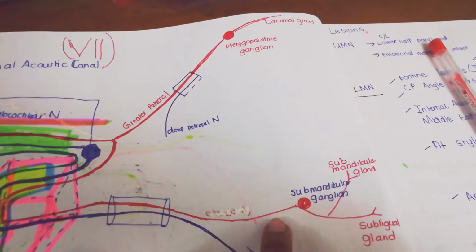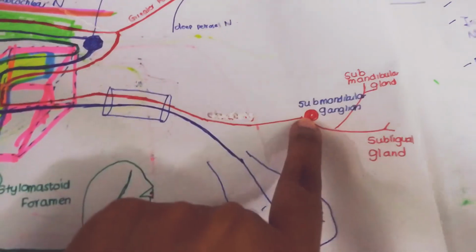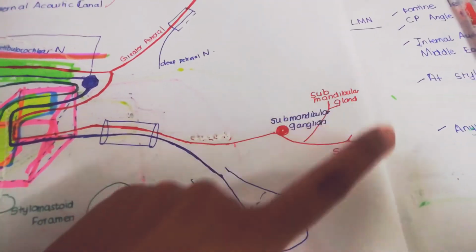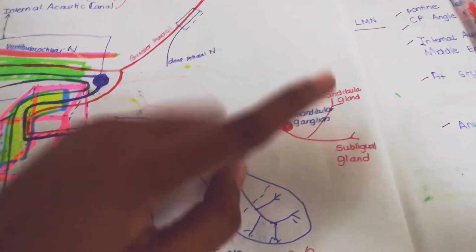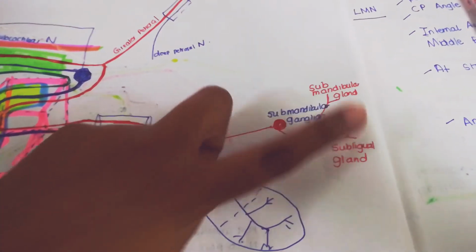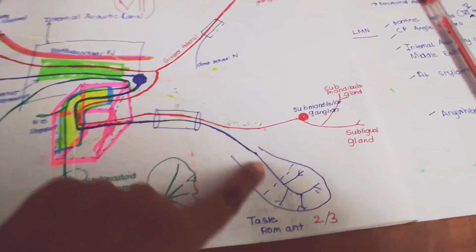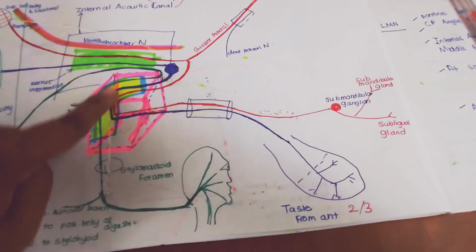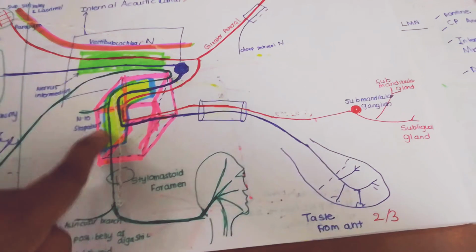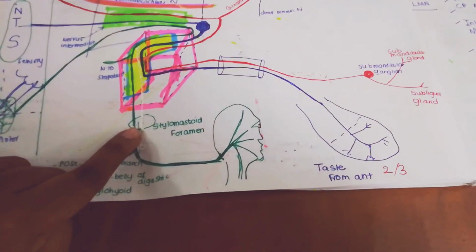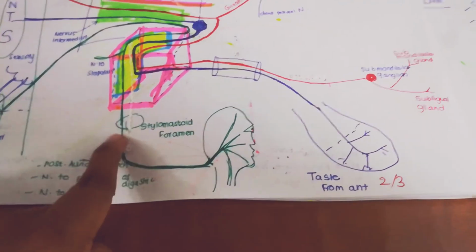It goes and forms a ganglion, the submandibular ganglion, and supplies the two major glands, the submandibular and sublingual glands. The other fiber, the sensory one, goes to the tongue. Then the motor fiber, which is now alone in the facial canal, comes out of the facial canal through the stylomastoid foramen. Now it is out around here.